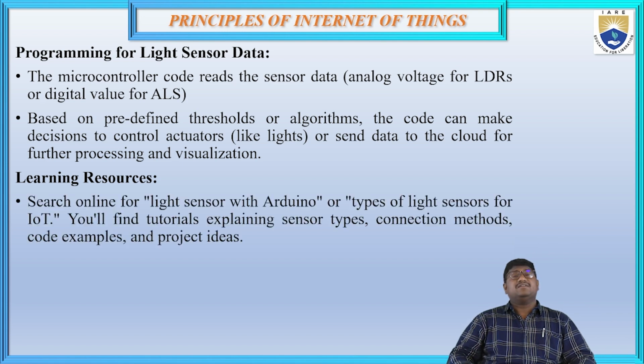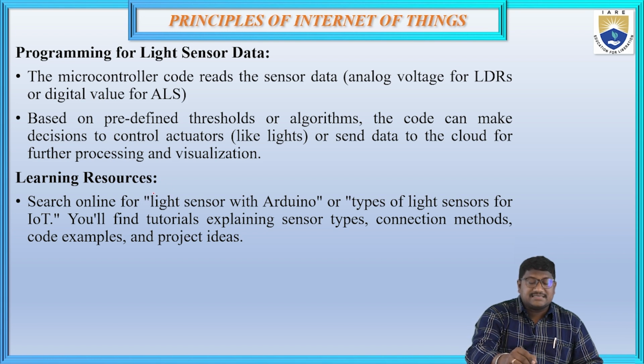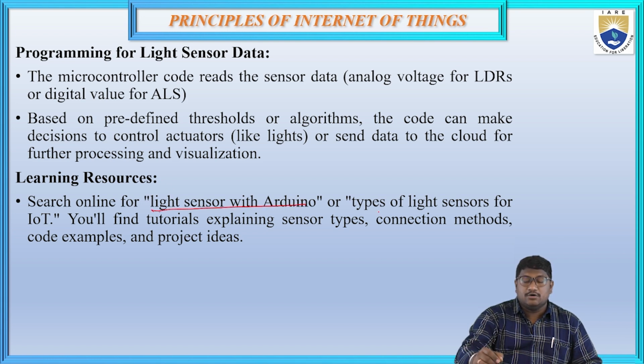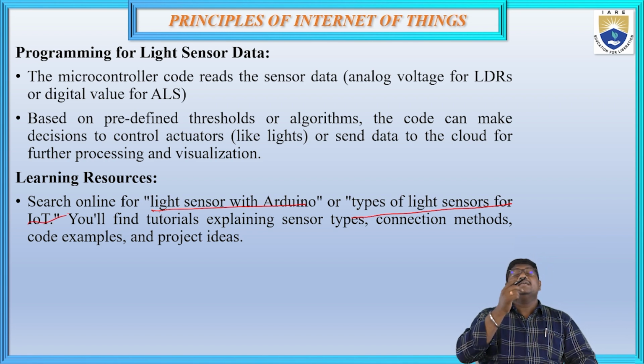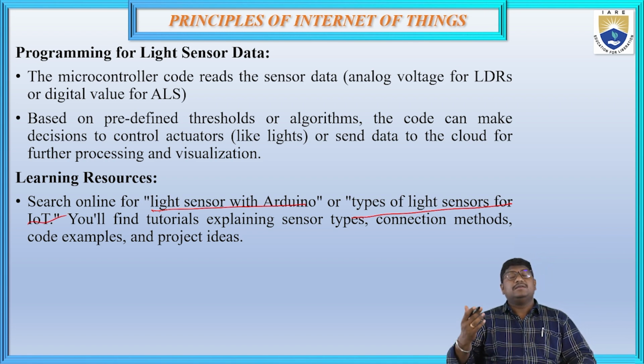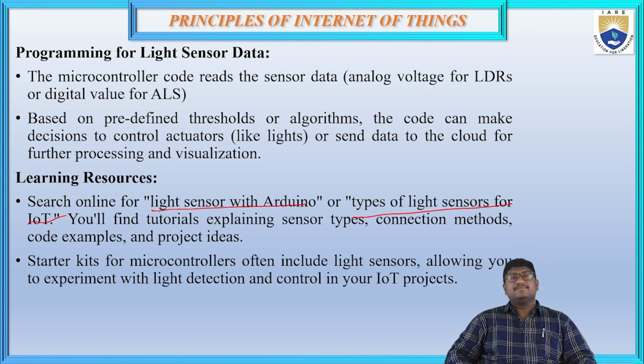What are the different kinds of learning resources which improve your knowledge? You can search for light sensors with Arduino or types of sensors for IoT. These will help you find more tutorials regarding these light sensors, which help you build your projects. And there are also starter kits with microcontrollers which let us perform some experiments on this light sensor, and with that you are going to know how to implement it in IoT projects.